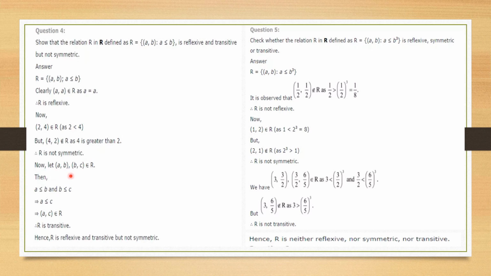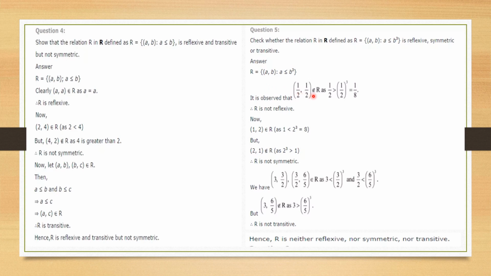For transitivity, let AB, BC belong to R. AB belongs to R says A less than equal to B. BC belongs to R says B less than equal to C. So if A is less than equal to B and B is less than equal to C, then A is definitely less than equal to C. So AC belongs to R. So this relation is reflexive, transitive, but not symmetric. Now see for this, A less than equal to B cube. Here also for reflexivity I'll consider A as half.